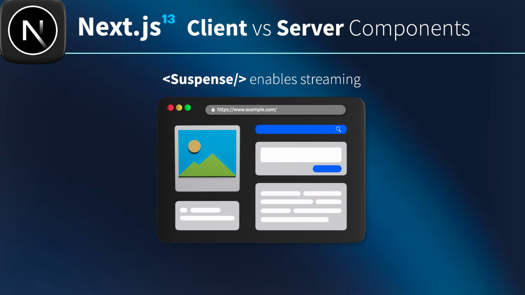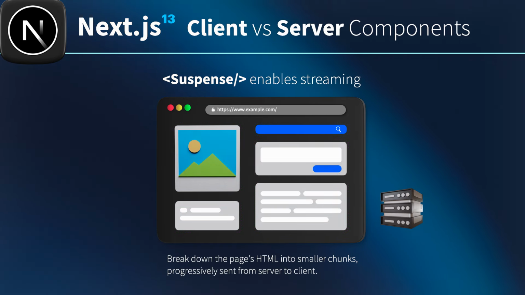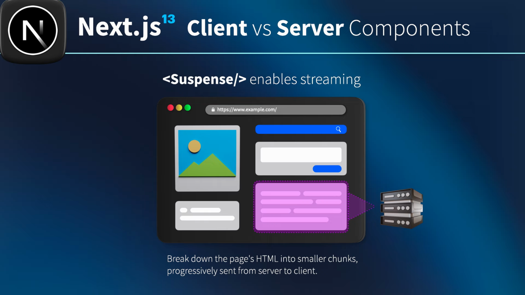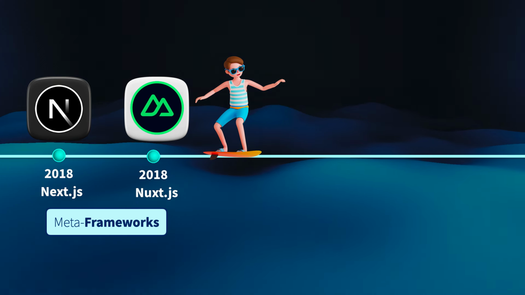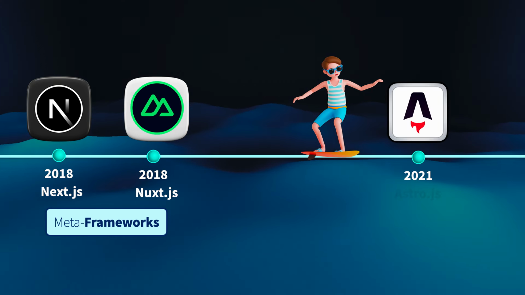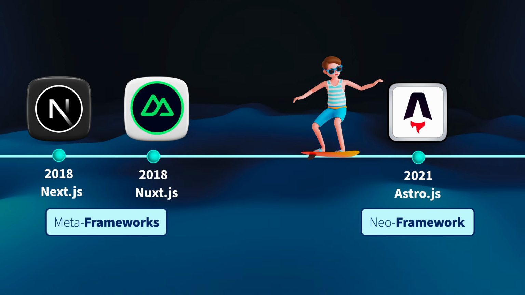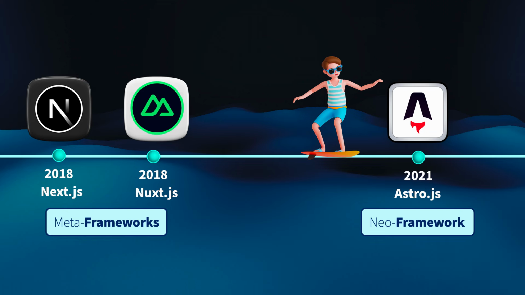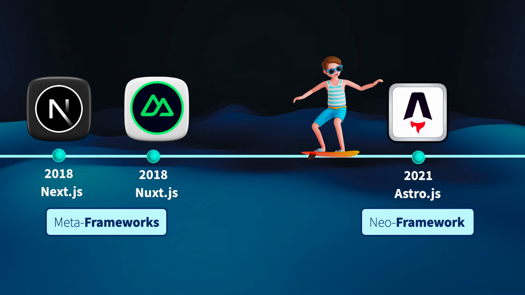With React's suspense component, pages can be broken into chunks that are progressively sent from the server to the client, effectively streaming the UI from the server as it's available, allowing the user to interact with parts of the page before it's completely loaded. This component-based rendering strategy is similar to a newer framework that came onto the scene in 2021 called Astro. While it's technically a framework, I'm calling it a neo-framework because of its unique ability to be composed with a combination of any of the other major modern JavaScript frameworks.